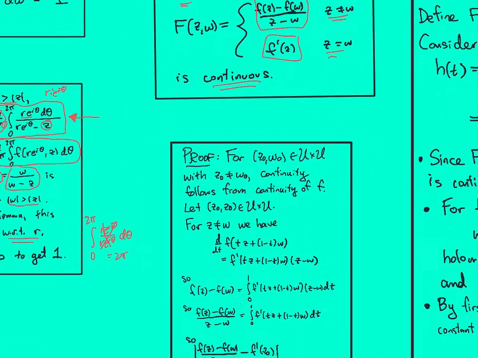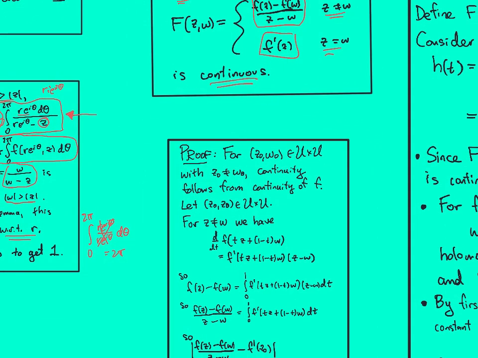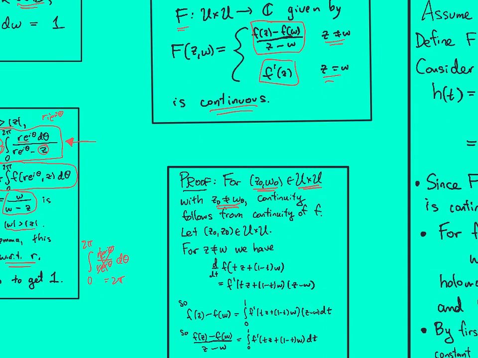Okay, so if we take a point z0, w0 in the product set with z0 not equal to w0, continuity will follow from the continuity of f, because there's no issue. We just have the difference of two continuous functions divided by a continuous function. So when the bottom's not going to 0, there's no issue about continuity. The real issue is on the diagonal, a point z0, z0 in the product set.